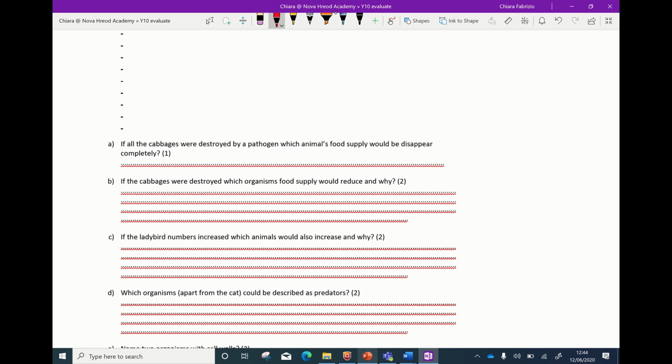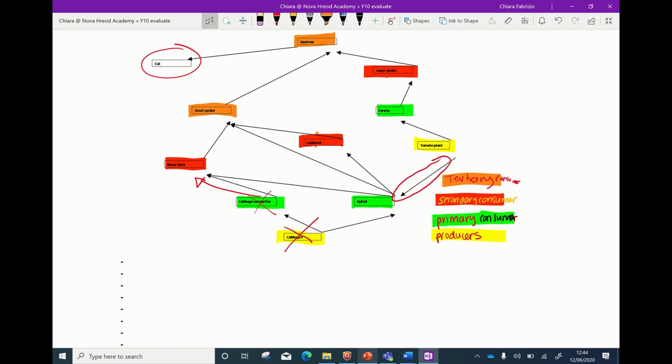So if the ladybird numbers increased, which animals would also increase and why? So again, have a look at where the ladybird is and have a look at what it's eating and which other organisms are feeding on it. Okay, so hopefully that helped you out a little bit to answer these questions.